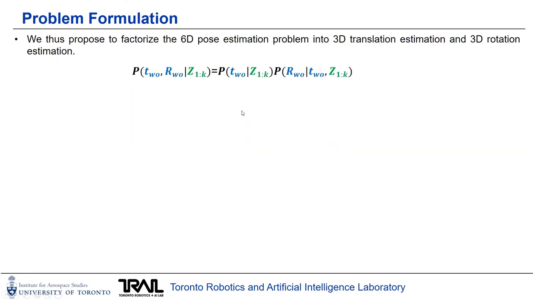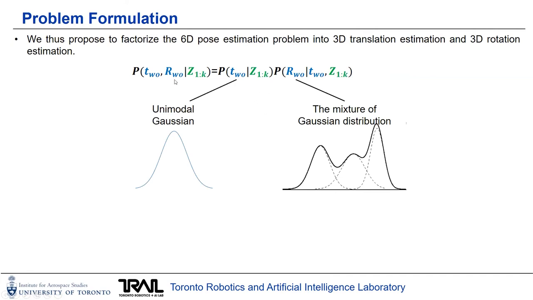That's why in our work we explicitly decouple this posterior into the translation and the rotation part. The translational part is a unimodal Gaussian, with only one peak. For the rotation part, because we need to handle symmetries and ambiguities, we model it as a mixture of Gaussian distributions. Each peak represents one rotation hypothesis, and each component has a different weight representing the confidence of each mode.